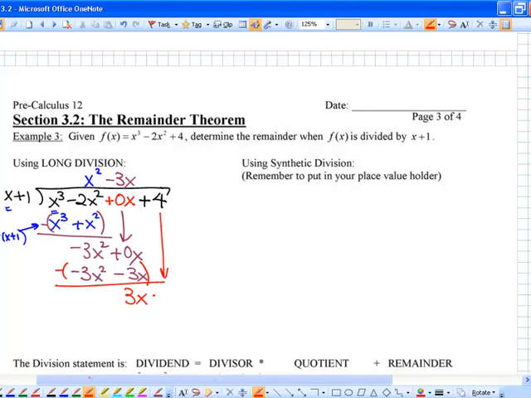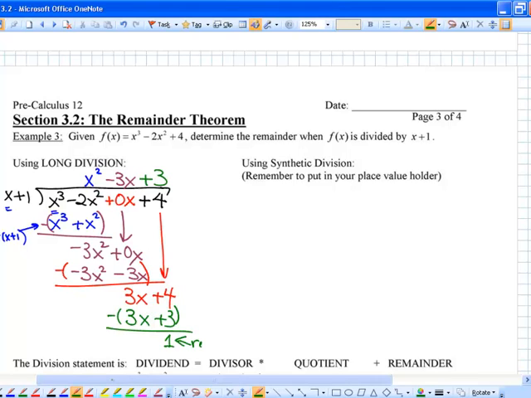We'll bring down the 4. Ask ourselves, x times what gives you 3x? How about a 3? 3 times x is 3x. 3 times 1 is 3. We'll subtract one last time, and our remainder is 1.